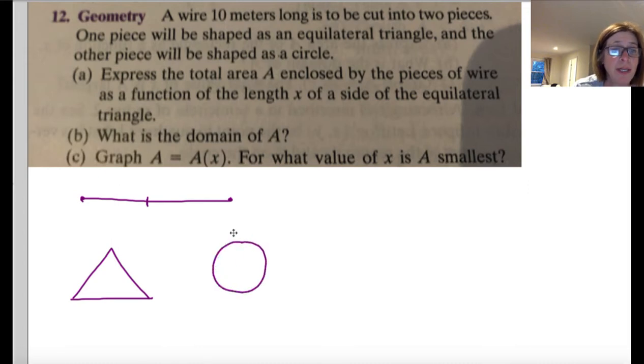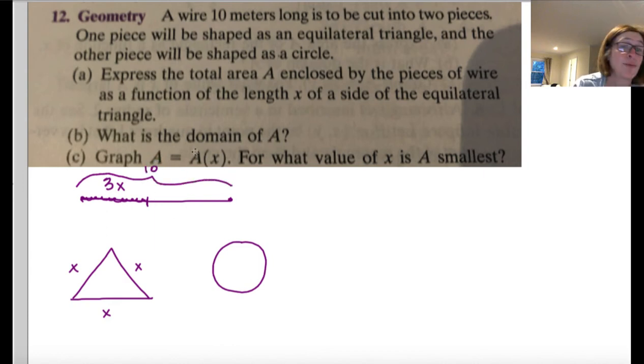So here's my circle. If I have an equilateral triangle with all the sides being x, then this length of it would have to be 3x, because that would be the perimeter of the equilateral triangle. And if the whole thing is 10, then the circle's perimeter or circumference would be 10 minus 3x. But it says express the total area enclosed by the piece of wire as a function of the length x of a side of the equilateral triangle.